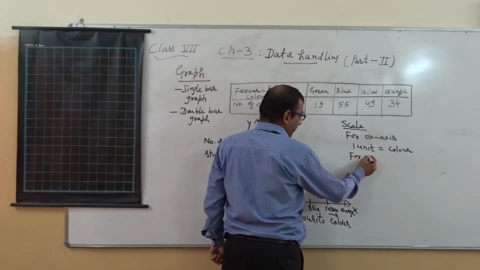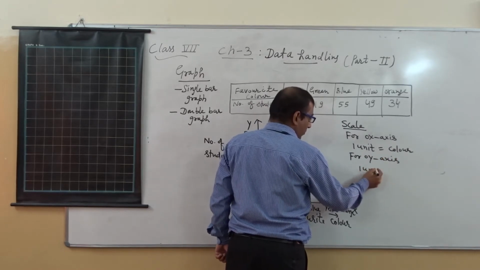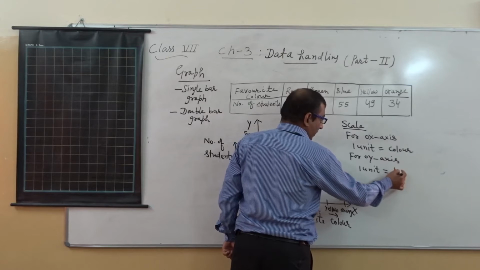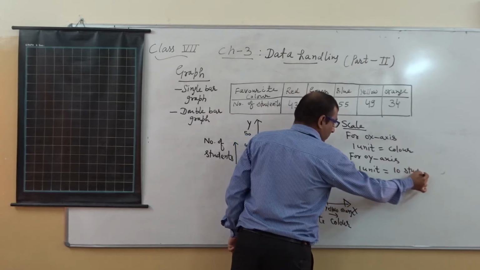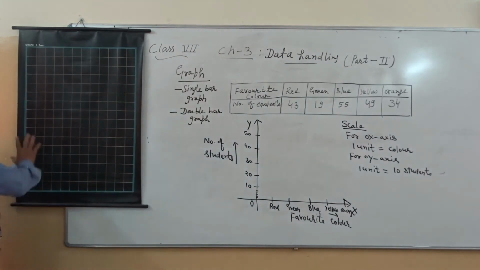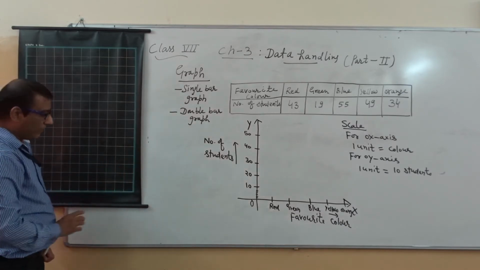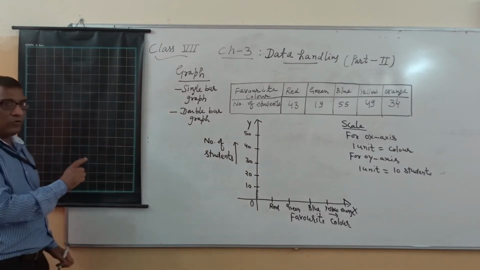For OY axis, 1 unit equals 10 students. As you see on this graph paper, this is your horizontal axis, this is 1 unit. If we are taking 2 units, it means we will mark red color here. Same for the vertical axis, this 1 square is related with 0 to 10, it means it is related with 10 students. The second square is related with 10 to 20.